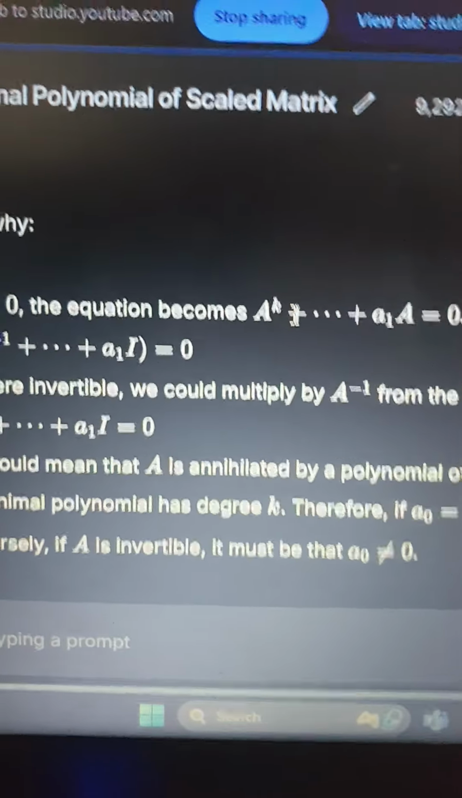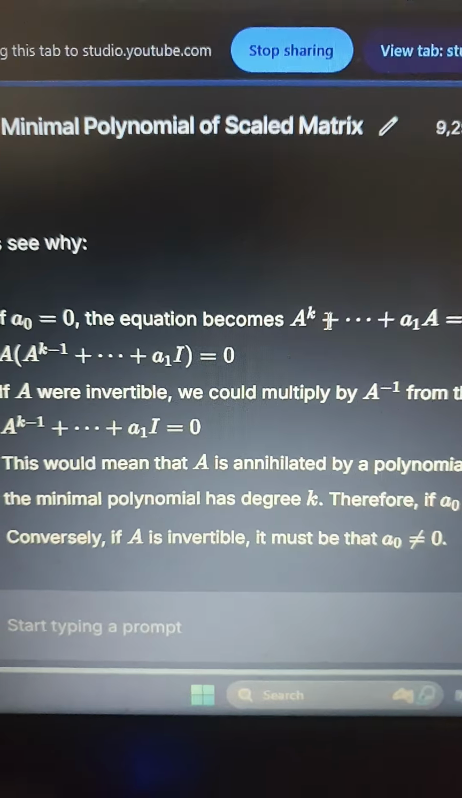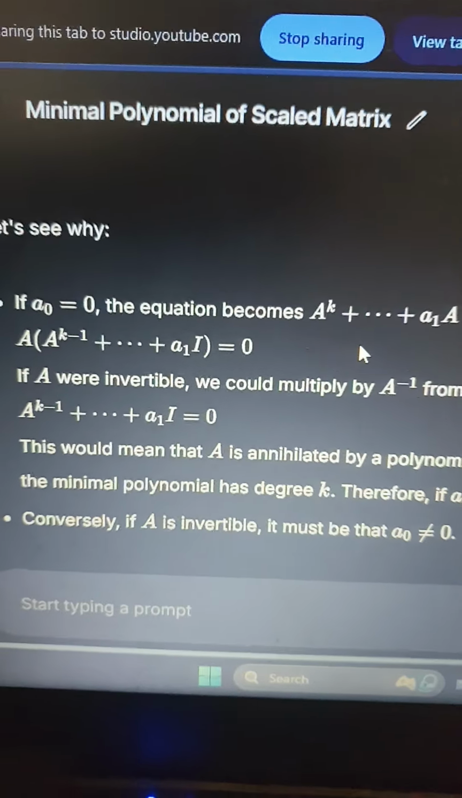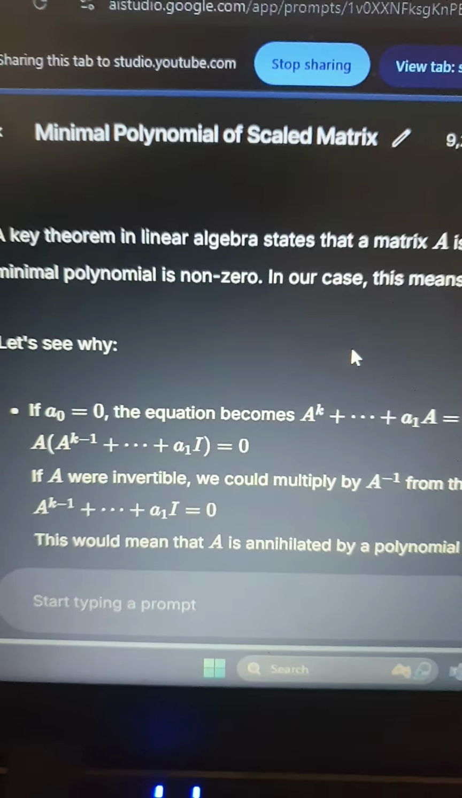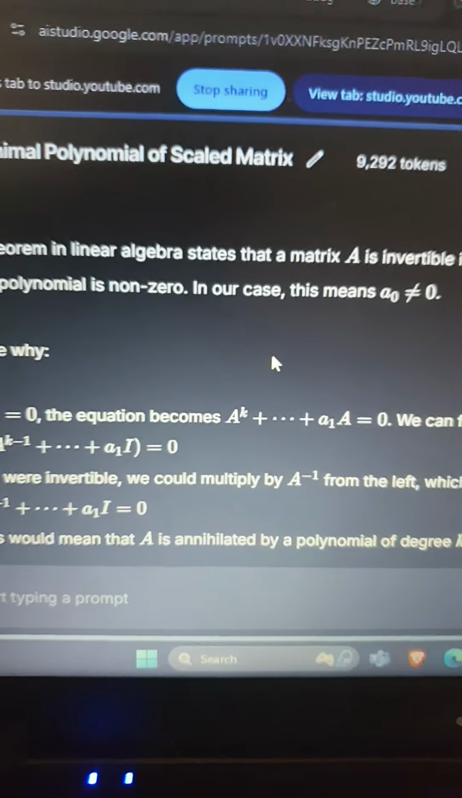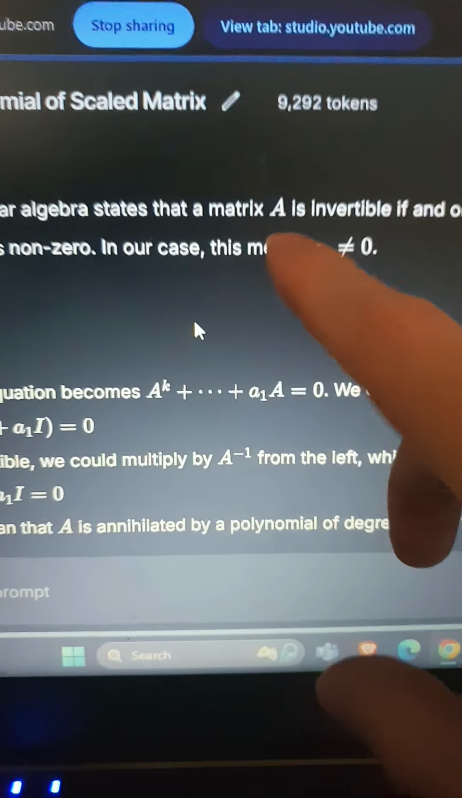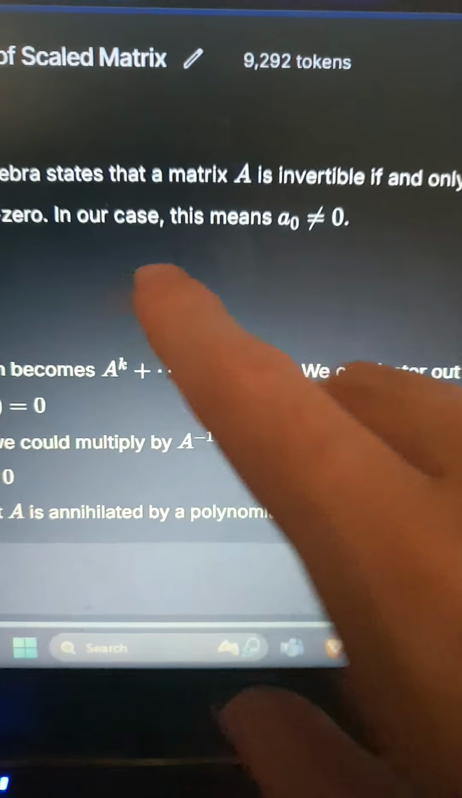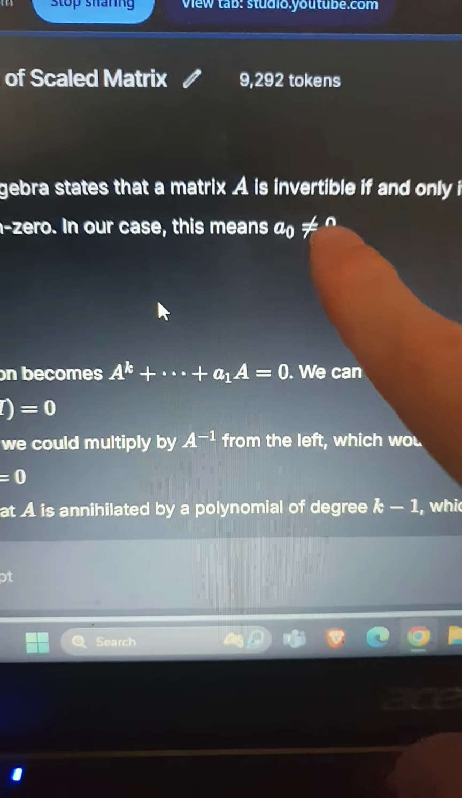Okay, so all I want to talk about is a very nice fact for the minimal polynomial and the matrix, if it's invertible or not. As you can see, there is a theorem in linear algebra that says that A is invertible if and only if the constant term in the minimal polynomial is not zero.